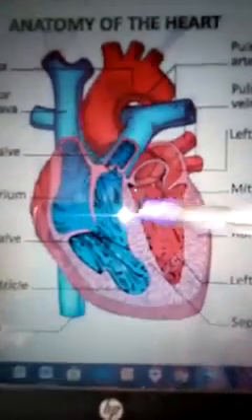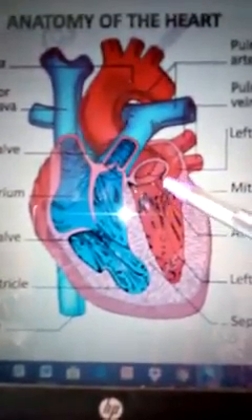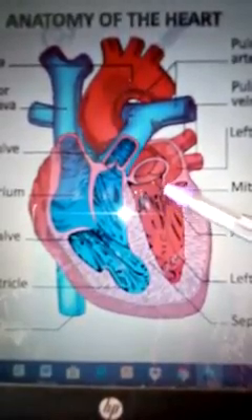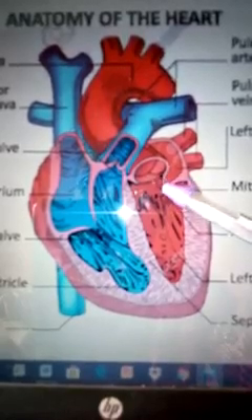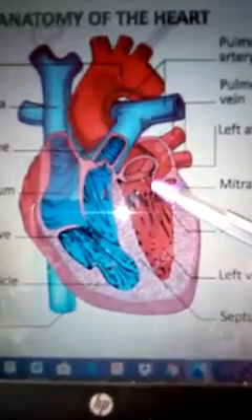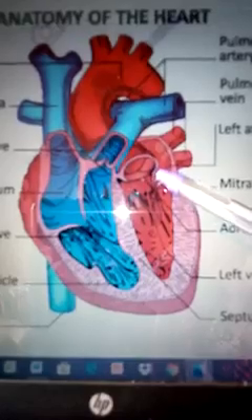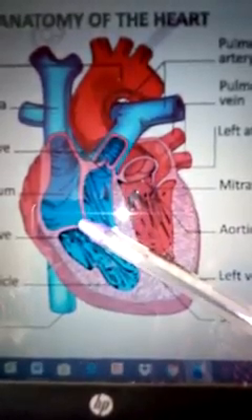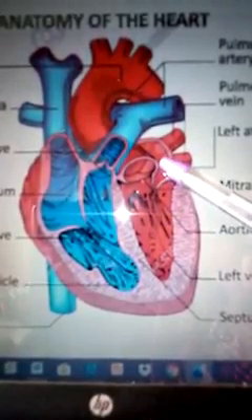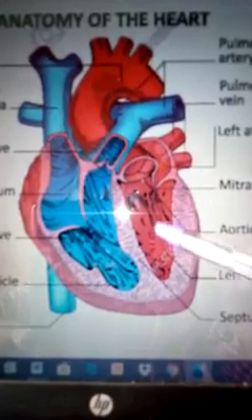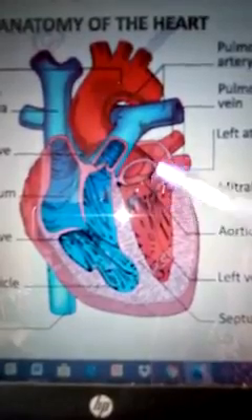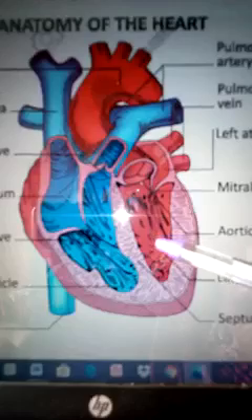Number 2 is the bicuspid valve. It is also named the mitral valve. It does the same work as the tricuspid valve. It prevents backflow of blood from the ventricle to the auricle. It only allows blood to move from the auricle to the ventricle.